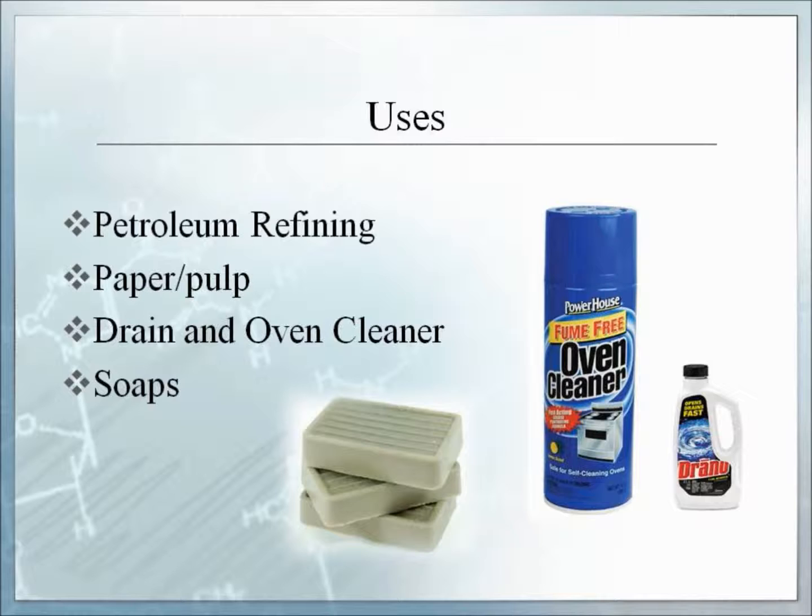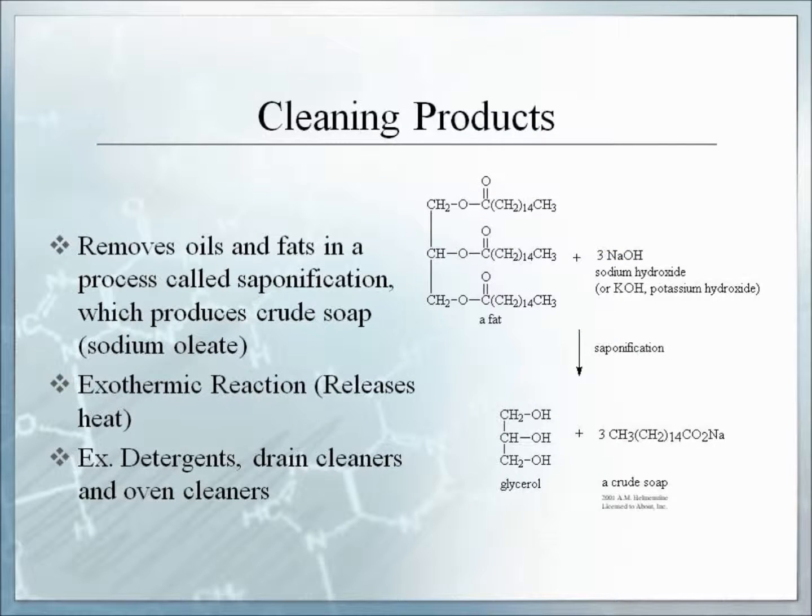Sodium hydroxide is used in petroleum refining to neutralize and remove acids, in the paper industry, and in a variety of cleaning products that include drain cleaners, oven cleaners, and detergents. Drain cleaners and oven cleaners contain sodium hydroxide that removes oils and fats that build up on surfaces by converting them to soap, which is soluble in water.